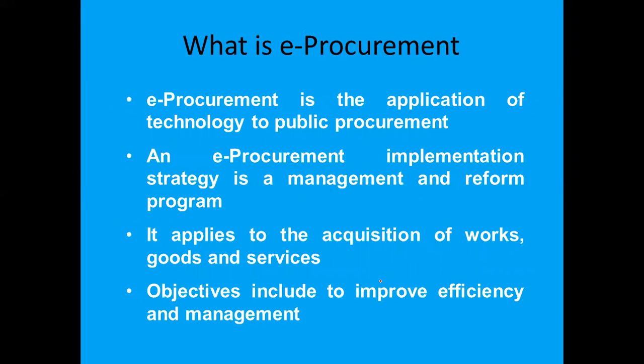Then what is the meaning of e-procurement process? E-procurement is the application of technology to the public procurement. So what type of technology you are adding? You are adding internet technology. E-procurement means it is the application of technology to the public procurement. Means you are sending the information to the public notice.